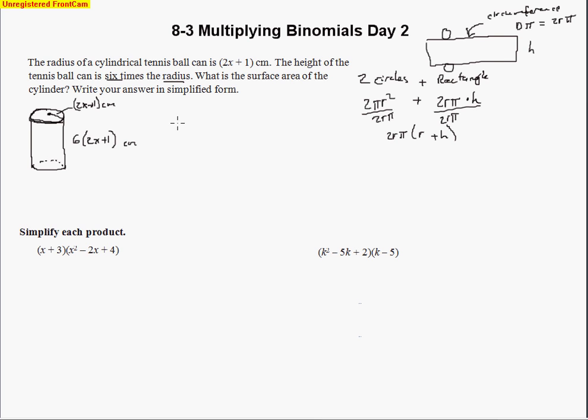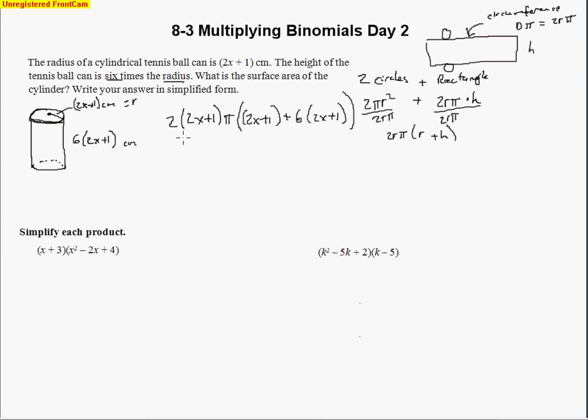So we take the radius, which is 2x plus 1, and we substitute in for these two radii here. So we have 2 times 2x plus 1. And then we go ahead and write in that pi there as well, times the radius, 2x plus 1, added to the 6 times 2x plus 1. So that was what the height was.